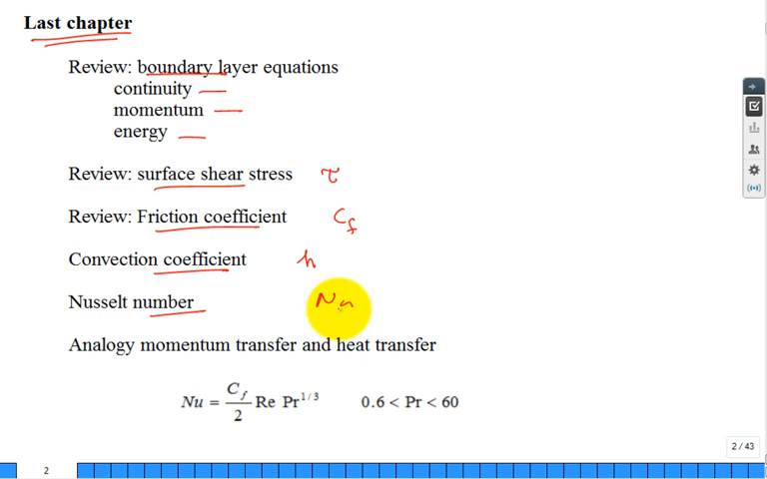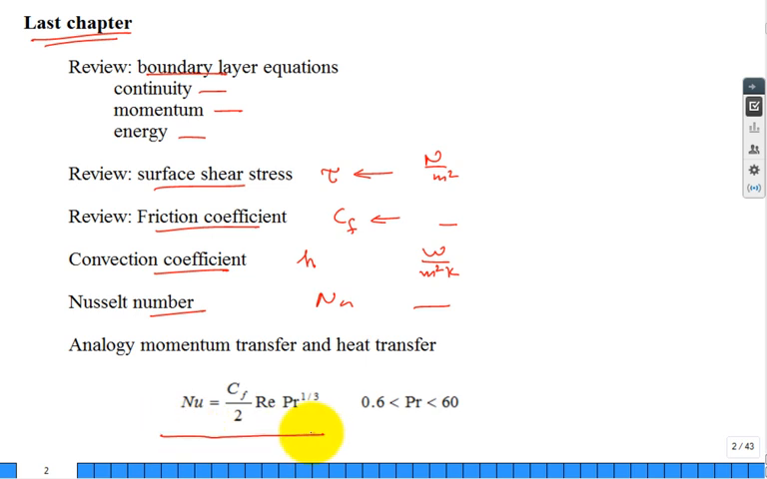Hey, what are the SI units on the shear stress? Newtons per meter squared. Hey, what are the SI units of the friction coefficient? Dimensionless. Nothing. What are the SI units for the local convection coefficient, h? Watts per meter squared Kelvin. Excellent. Nusselt. Dimensionless.